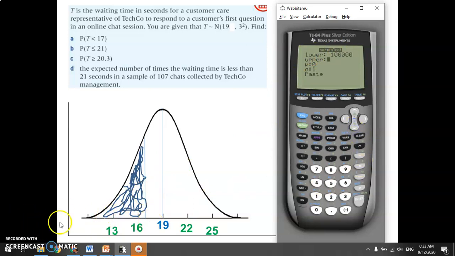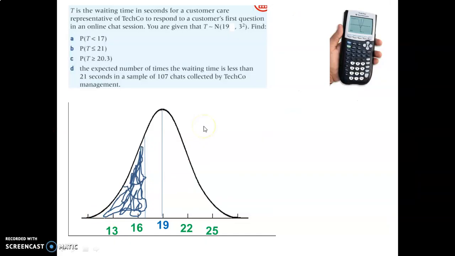Next one, upper. Well, the upper number in the zone we're trying to create here is 17. The question here says 17. So 17, and then we're going to put in the mu, or that's the mean. The mean is 19. And then the standard deviation is 3 here, and then paste when you're done with that. Now enter again, and it gives us this value here, 0.25. It's saying 25% of the data lies in there. That's our answer to that first question. So we have normal CDF, and that answer is 0.252, 25% of data.